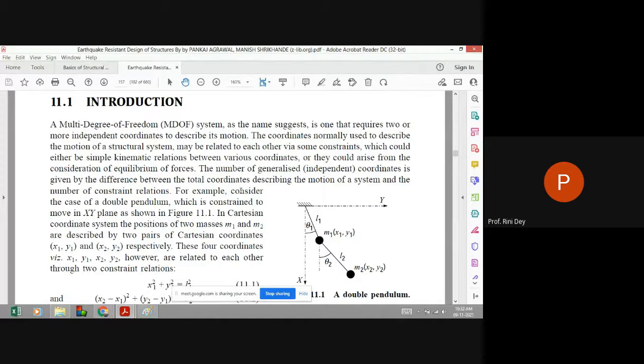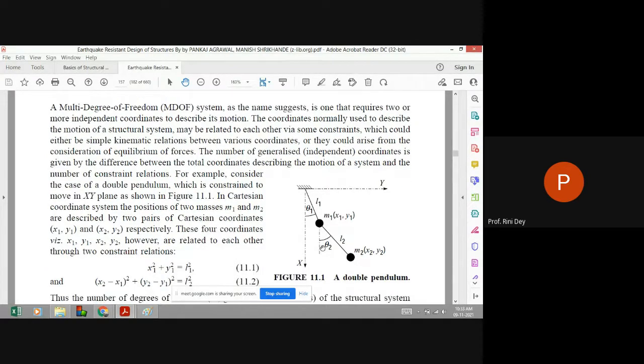So now let us come, the number of generalized or independent coordinates is given by the difference between the total coordinates describing. Okay, so we have already done the Cartesian coordinate system in our class, say 11 or 12 maybe. So we have already done. So just look into this diagram.